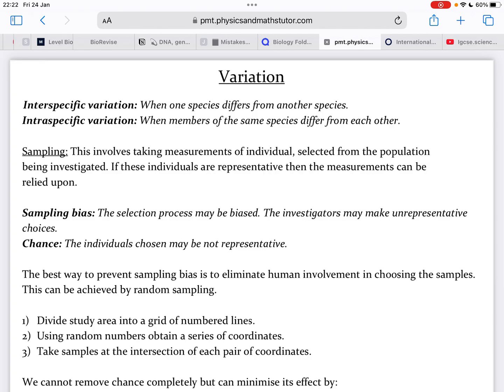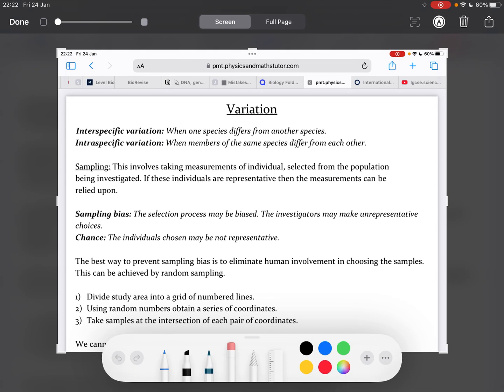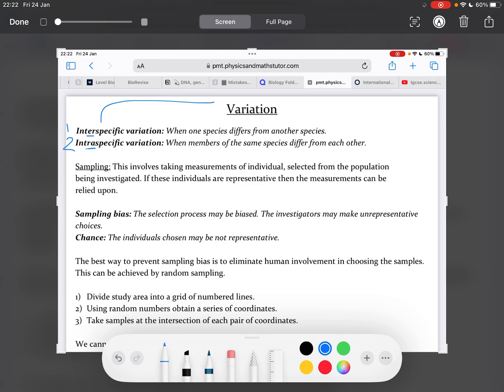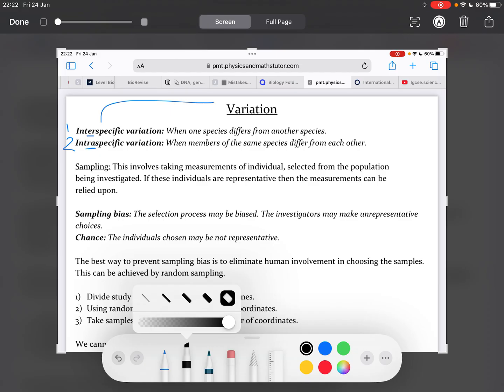Let's get started. You know what variation is, right? When everything varies and there's difference. But there are two types of variation. One is interspecific variation and two is intraspecific variation. As you can see here, there's an E and there is an RA. I'm always going to repeat as usual, and do not worry. Let's go deep into it.